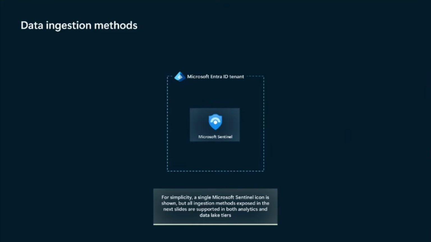Right now I'm showing a single Sentinel icon, but all the ingestion methods we're going to talk about will support both analytics and data lake tier ingest, as long as they're using the data collection rules style of ingestion. And that's really the majority of cases. In this case here, we see a Microsoft Entra ID tenant and a Sentinel workspace contained within it. Now that Sentinel workspace looks a little lonely, so I think it needs a little bit of company.